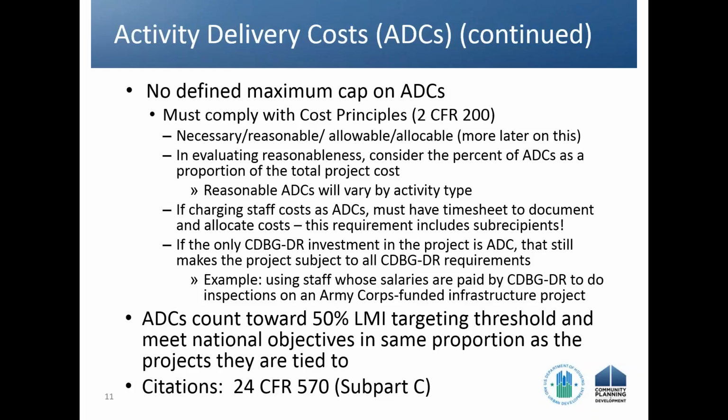As I mentioned, activity delivery costs are considered tied to the particular project or program that you are delivering, and so all the rules come with that, and those rules include the national objective and the 50% low mod targeting requirement. And so the way that we count that, because again, this is primarily staff costs we're talking about, is that those activity delivery costs are considered to meet those rules in the same proportion as the underlying program or project. So if my underlying program had 60% LMI targeting, then 60% of my activity delivery costs would be considered to meet low mod targeting. Again, we've talked about the citations under the OMB circulars. There are also some sections of the CDBG regulations at Part 570, which also give you additional guidance.